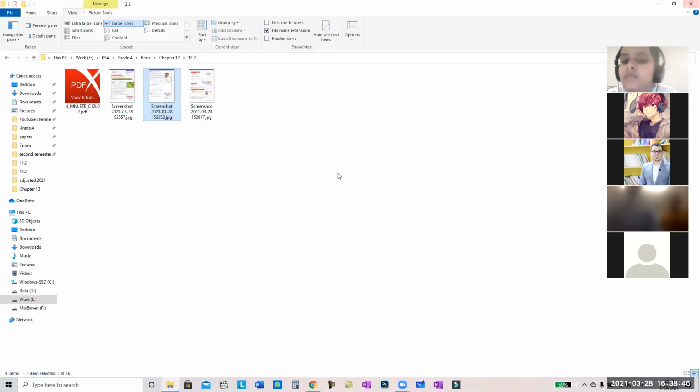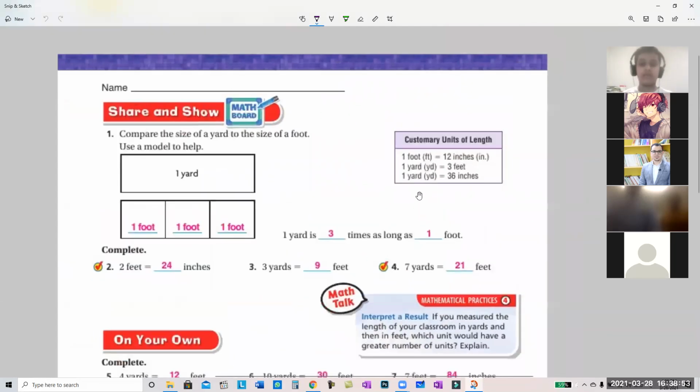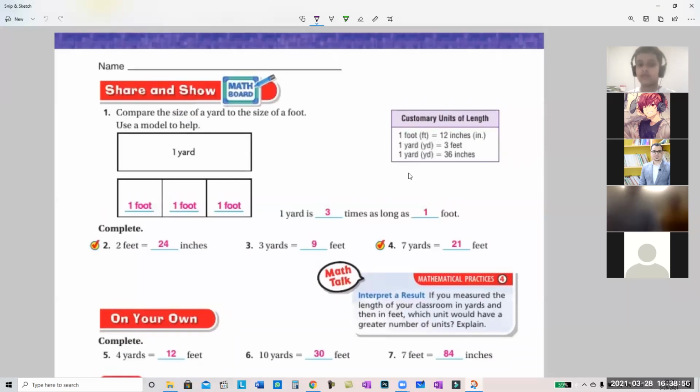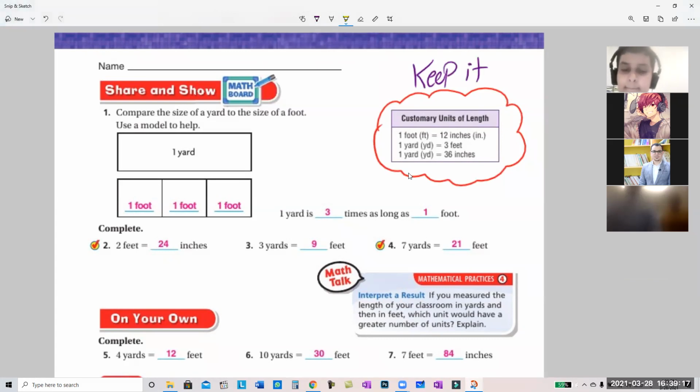Okay, guys, let's move to the next page and the last page in this lesson. In this page, we have this table, and this table is the most important table in this lesson. So you have to keep it in your mind. In this table, you can convert between any two units of length. So we have here 1 foot equals how many inches? 12 inches. So if you want to convert from foot to inches, you have to multiply by 12.